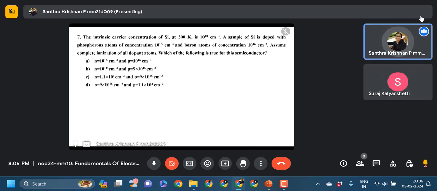So next, the intrinsic carrier concentration of silicon at 300 Kelvin is given as 10 power 10. A sample of silicon is doped with phosphorus atoms of 10 power 15 and boron atoms of 10 power 16. Assume complete ionization of all dopants. Which of the following is true?